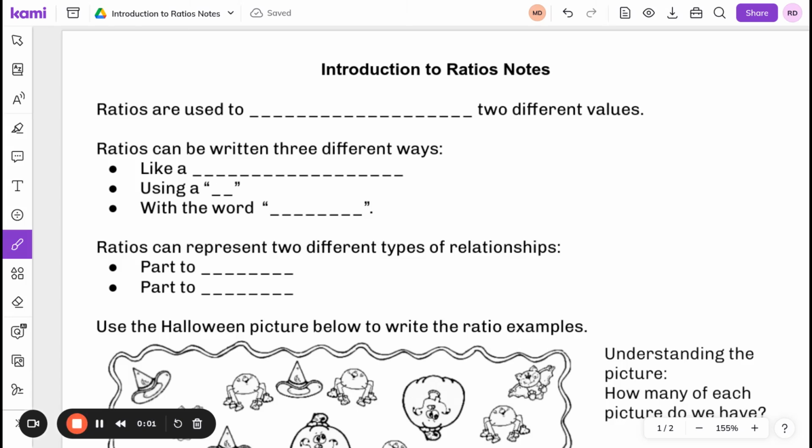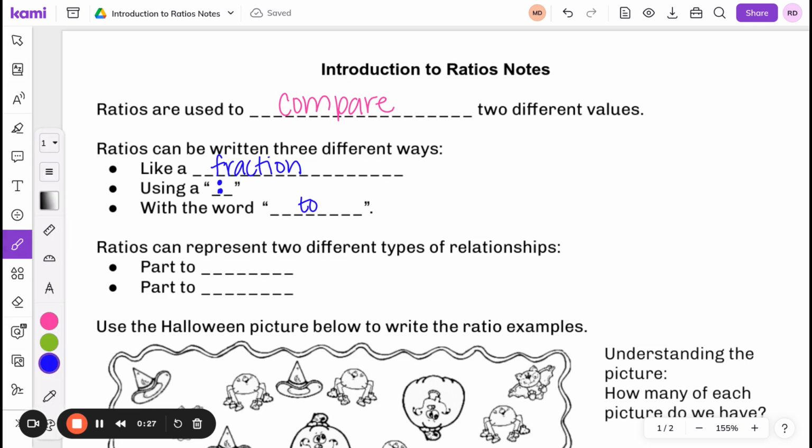These are your introduction to ratio notes. So ratios are used to compare two different values. Ratios can be written like a fraction, so one number on top of the other, using a colon, so separated by those two dots, or with the word to, T-O.